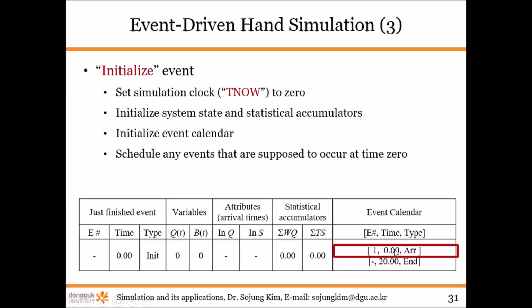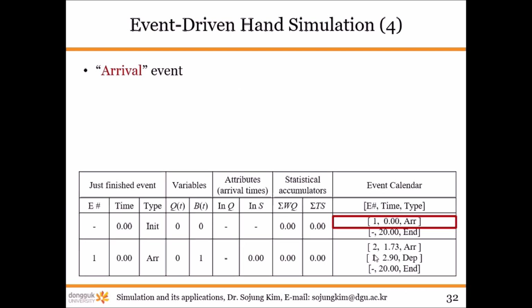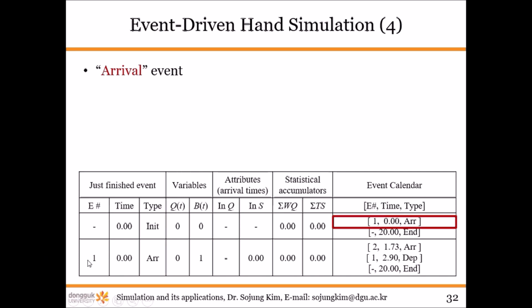So this is the schedule of the first entity, as you can see, at time 0. And if we have the end event, the event calendar also has an end event at time 20, so 20 minutes. And there are no entities associated with the end event, so there is no information about the entity ID. The arrival event happened at time 0, right after the initialization event.